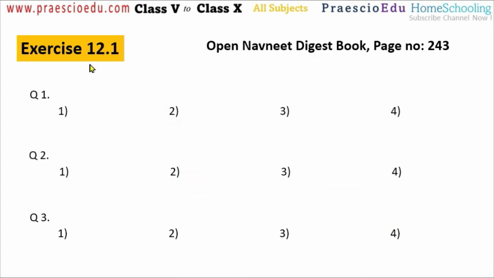Now exercise 12.1. Question number 1: a worker working 8 hours a day earns rupees 9,000 for working 15 days. Whatever wages he earns, these are the 15 days' earnings. But 15 days means 8 hours of working per day. So how much does he earn per hour? First of all we will calculate the per day earning, so divided by 15, because this is 15 days' earning.